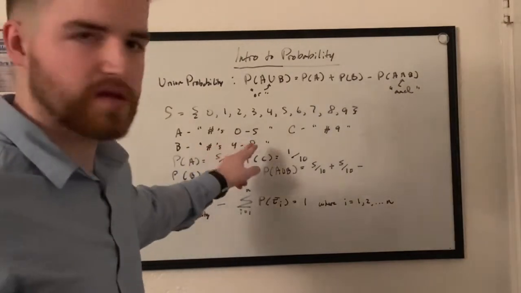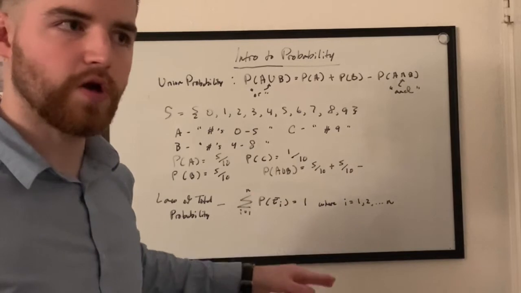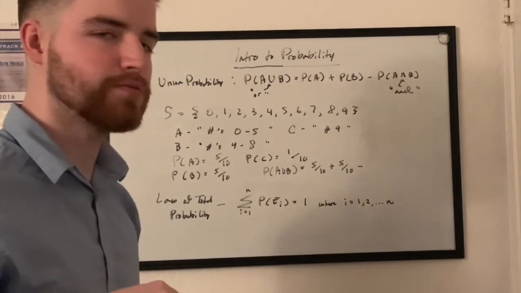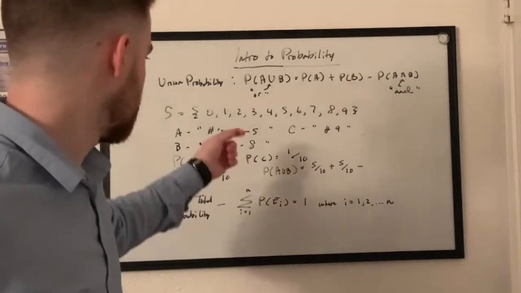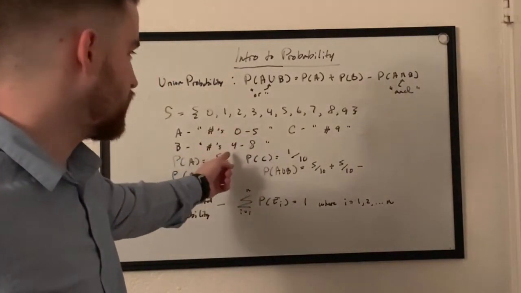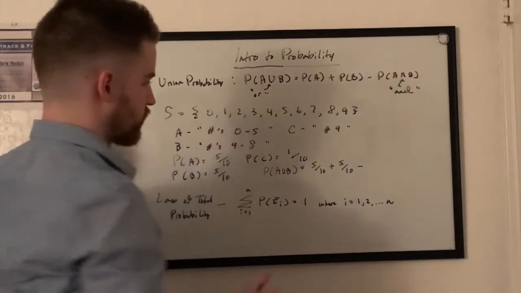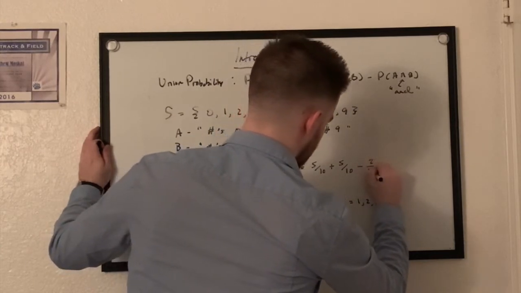Well, you see, this one is 0 through 5. This one is 4 through 8. And so the probability you are within A and B would be if you pull a 4 or 5. If you pull a 4, that's with event A and with event B. You pull a 5, that's with event A and with event B. So that's 2 occurrences. So minus 2 divided by 10.